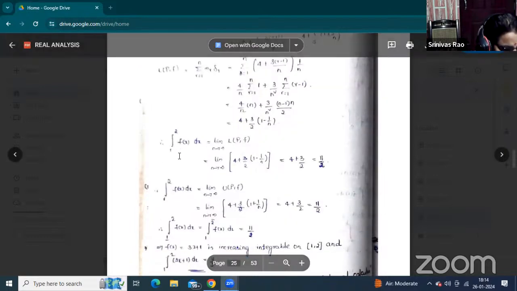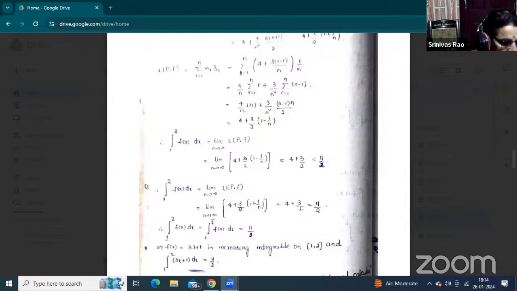So according to this, first of all, we have to find the upper Riemann integral. The limit point of the lower Riemann sum is called the lower Riemann integral. This is lower integral 1 to 2, please note down, 1 under bar, f of x dx equal to limit of L of P and f. The definition is that the limit point of the lower Riemann sum is called the lower Riemann integral. Limit n tends to infinity, the lower Riemann sum value is 4 plus 3 by 2 of 1 minus 1 by n.